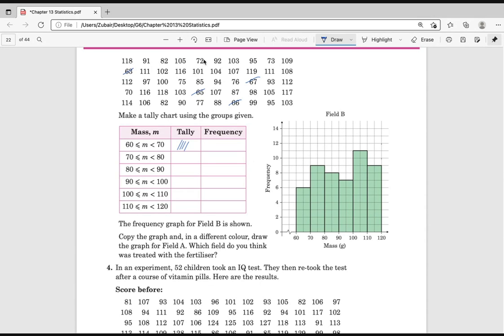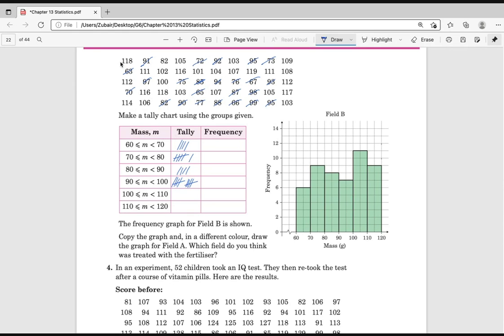70 to 80. 1, 2, 3, 4, 5, 6. So 1, 2, 3, 4, 5, and 6. 80 to 90. 1, 2, 3, 4. 90 to 100. 1, 2, 3, 4, 5, 6, 7, 8, 9, 10.